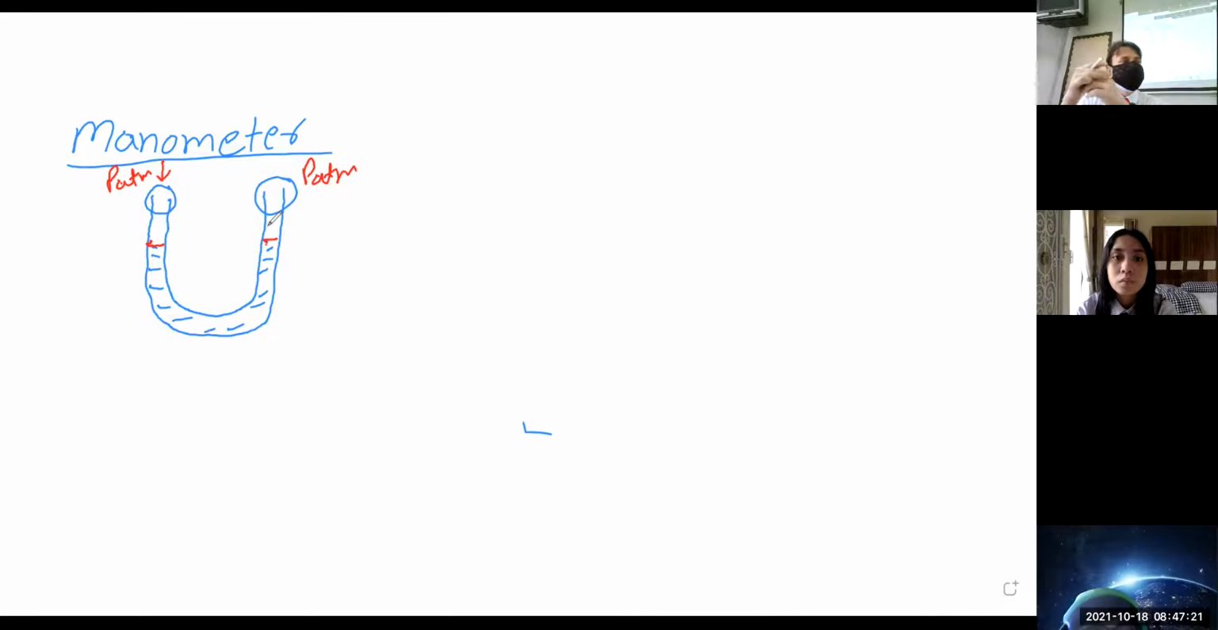So there is no difference in pressure, meaning the pressure at the left limb is equal to the pressure at the right limb. So there is no pressure difference. If I have to write what the pressure difference is here, it is zero. Atmospheric pressure is there, but in terms of pressure difference, that is zero.